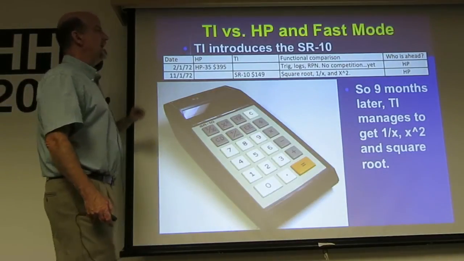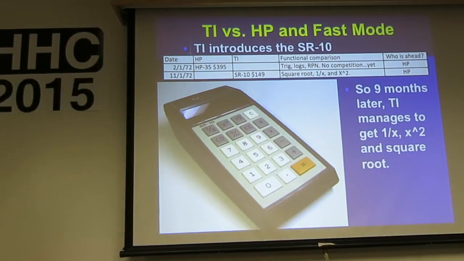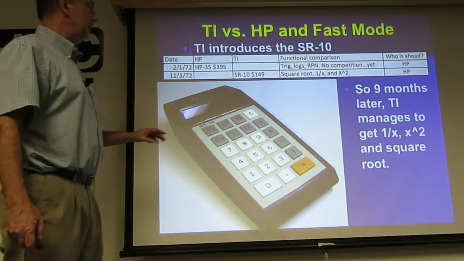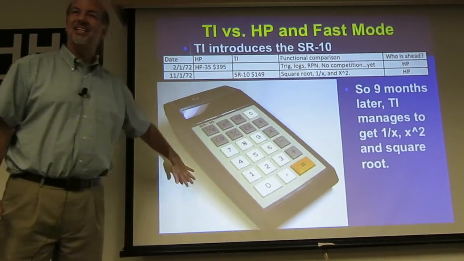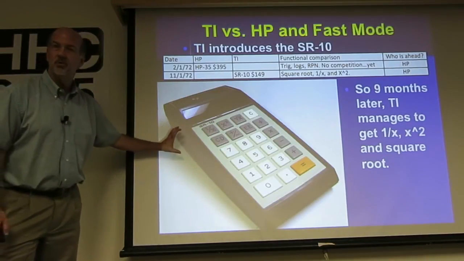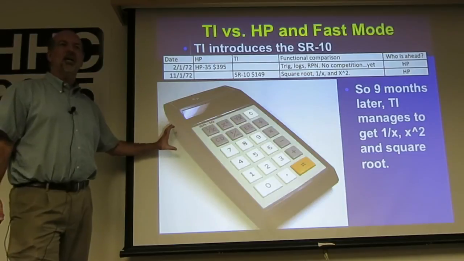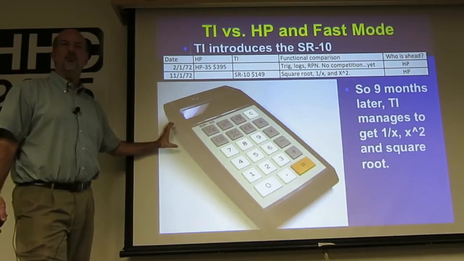A full 9 months later, TI can barely manage a square root. Okay, so it has square root, reciprocal, and x squared with the SR10. Lovely wedge shape. But the buttons are bigger. Ladies could put these on and wear them and be very stylish.